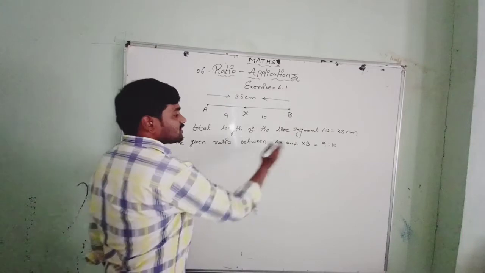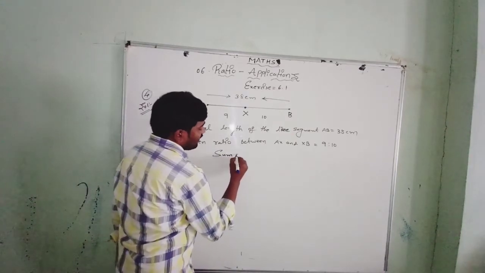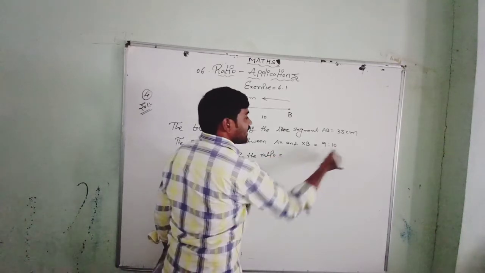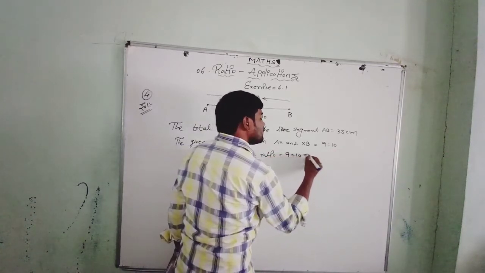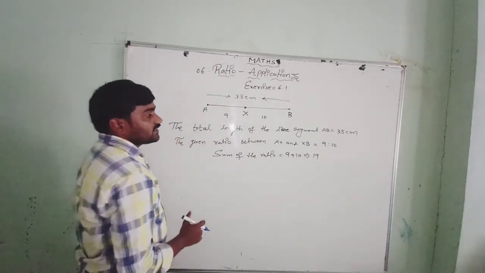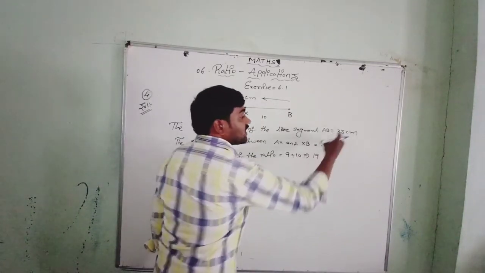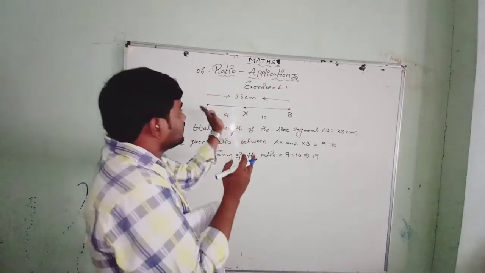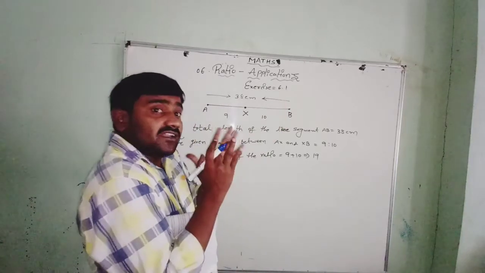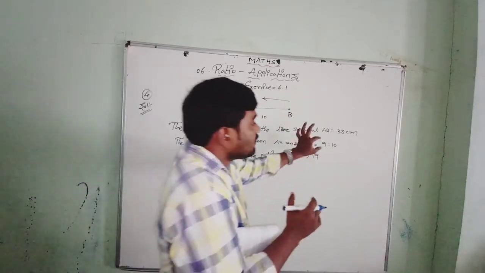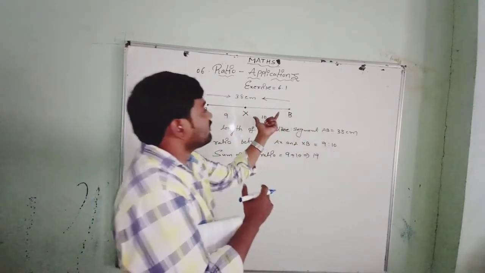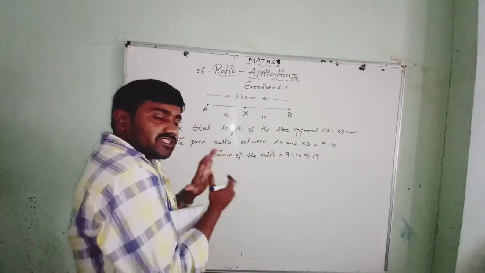What will be the sum of the ratio now? Same model, sum of the ratio. The ratio is 9:10, no? The sum of this will be 9 plus 10, that is 19. That means we have to divide the 38 centimeters into 19 equal parts. From that, 9 parts should be given to AX and 10 parts to XB. So 19 parts will be completed.